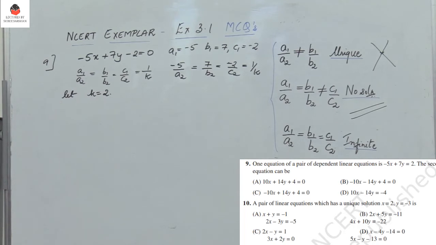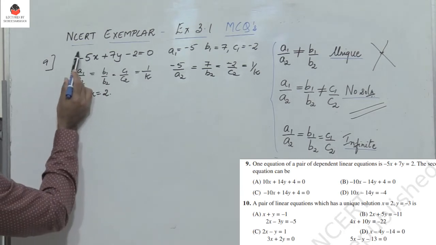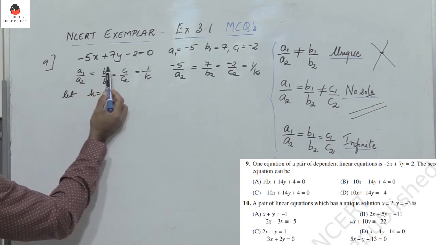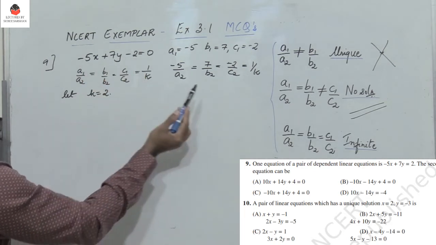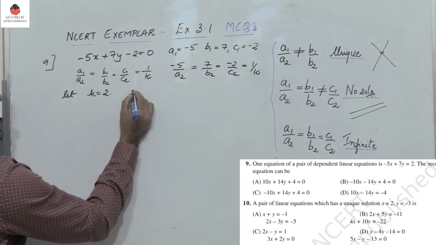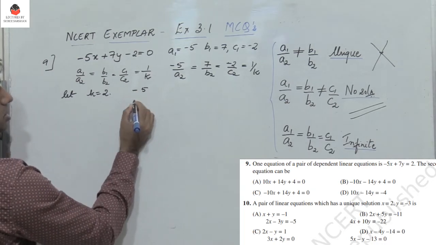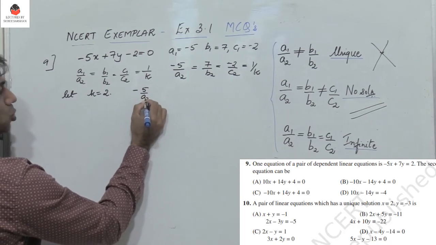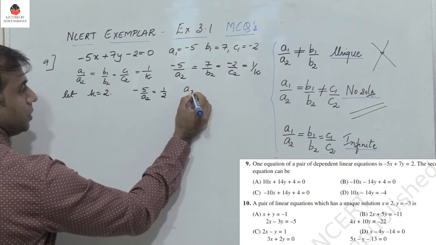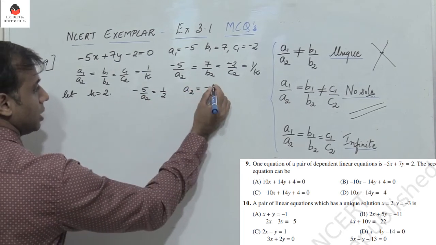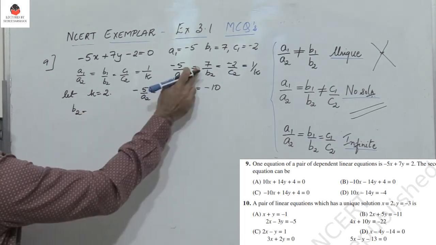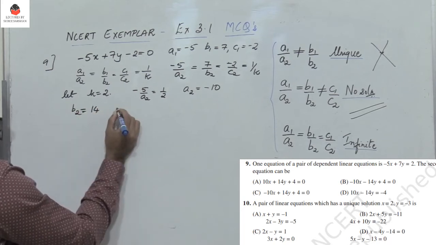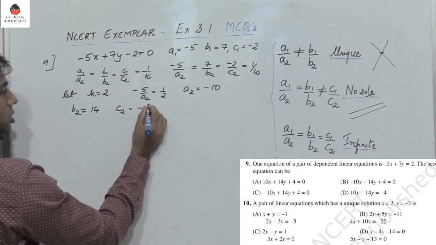Now when I observe all the other options A, B, C, D, I find that I have 10x, and then I have 14y and 4. So how do I get 10, 14 and 4 if I multiply this by 2? So let me consider k equal to 2. So therefore, minus 5 by A2 equals 1 by 2. Or what is A2? A2 is minus 5 into 2. I can get it as minus 10. Similarly, B2 will be twice 7, which is 14. And C2 will be twice minus 2, which is minus 4.